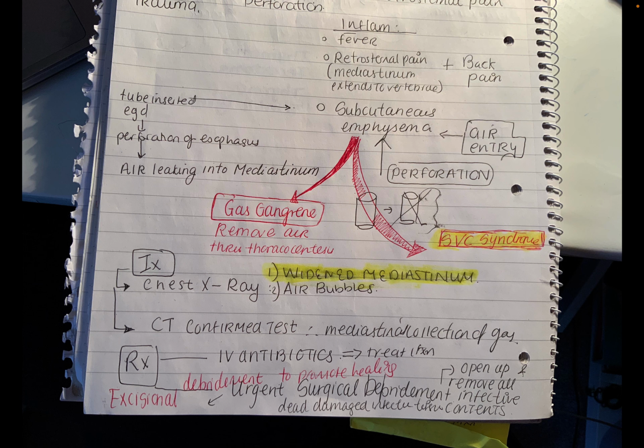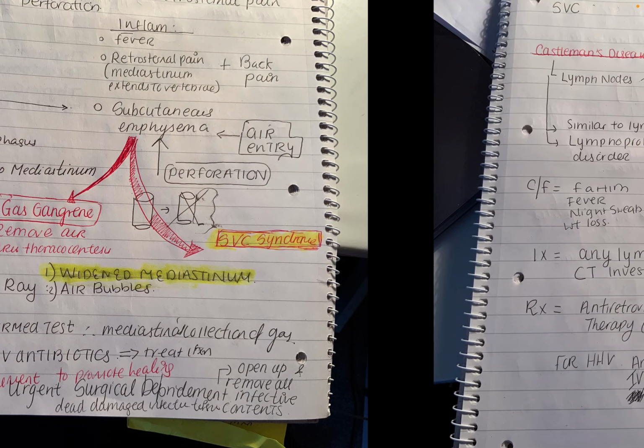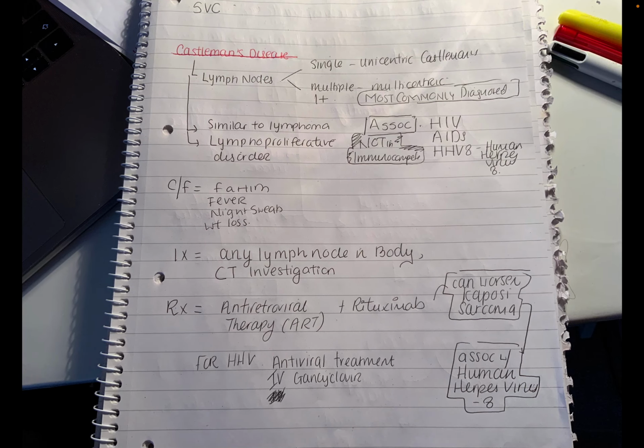Similar to how in peritonitis, you open up and you start to remove that pus-filled peritoneum, that pus. Here in urgent surgical debridement, you're going to remove the infective contents of the mediastinum. And a little bit on Castleman's disease.